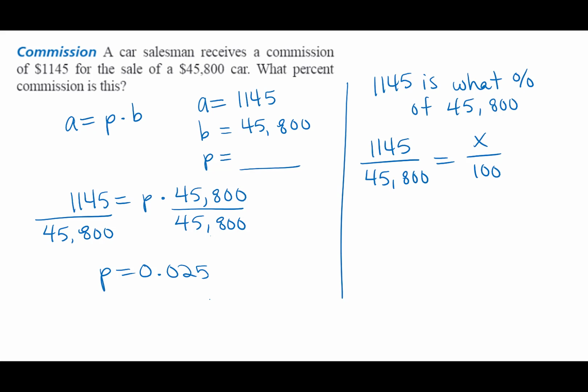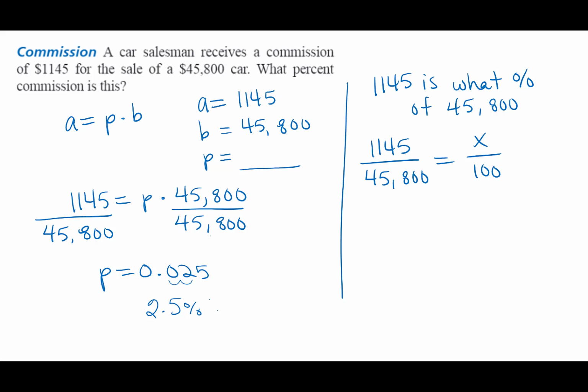To get the decimal, P equals 0.025. When you're solving for the percent and you're using the percent equation, it's going to come out first in the decimal form. You have to convert it to the percent before you type in your answer. Move the decimal 2 spaces to the right to get 2.5%.